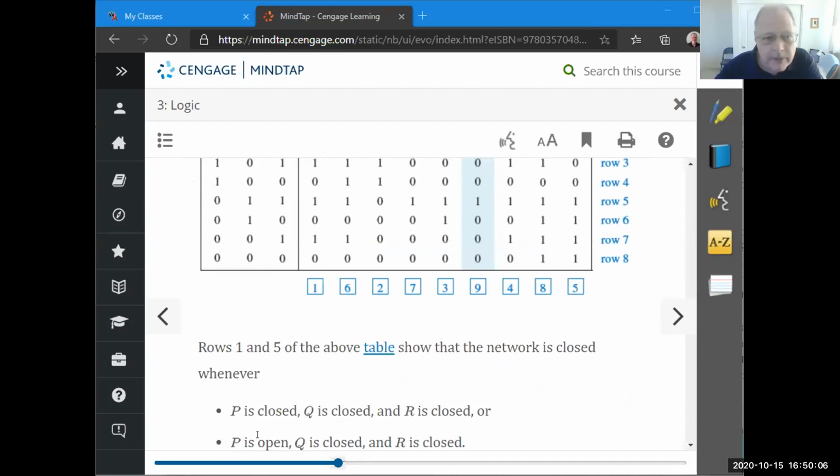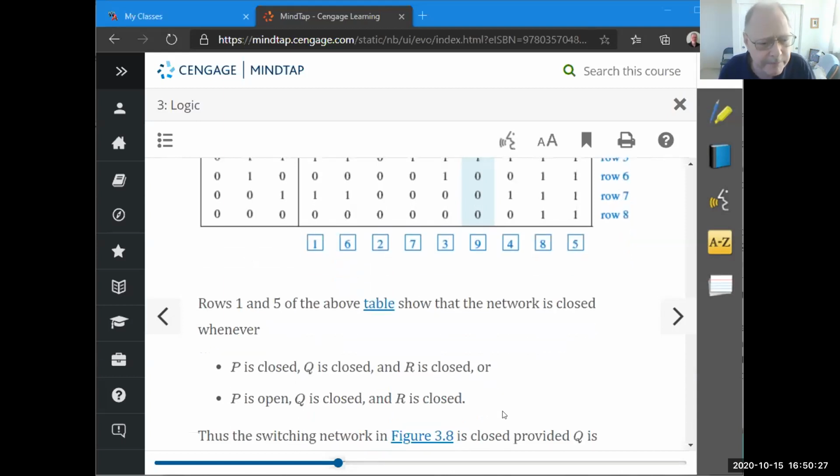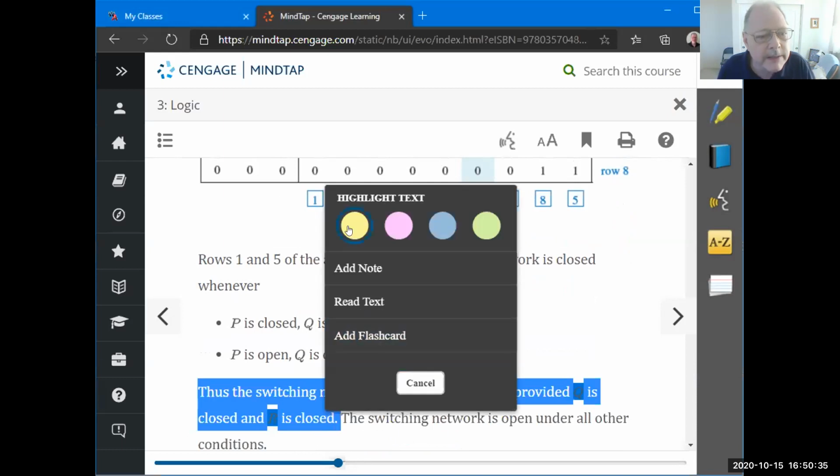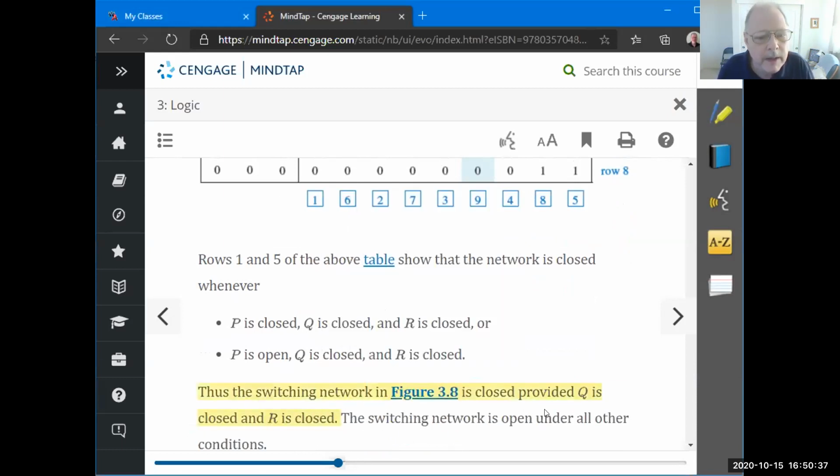And I don't know, 3 or 4 students, I think, were pretty good at getting to this point where they had the bulleted list. They were not taking it the one more step. And I want to tell you what that's all about and why it's important and so forth. But first, what is this one more step? See, they boiled it down to this sentence here. The network is closed provided Q is closed and R is closed.